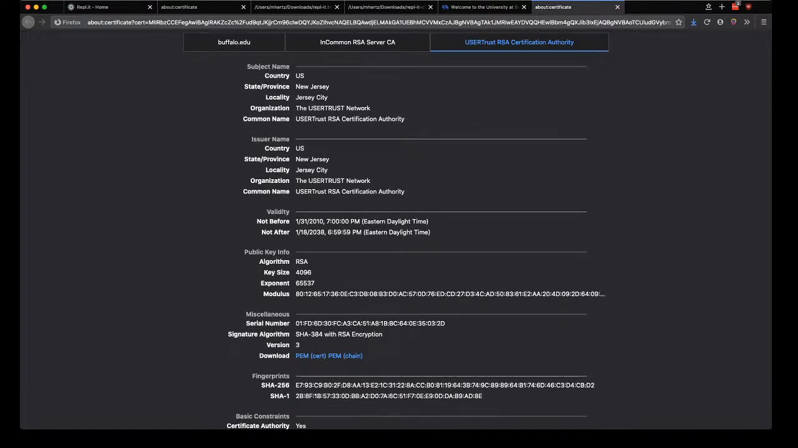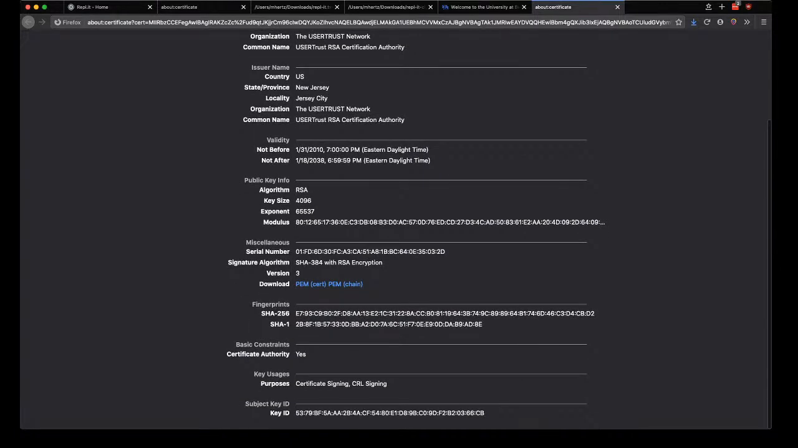This one, like I said, is the user trust RSA certification authority, and you can see its information there. So we have that same web going on.